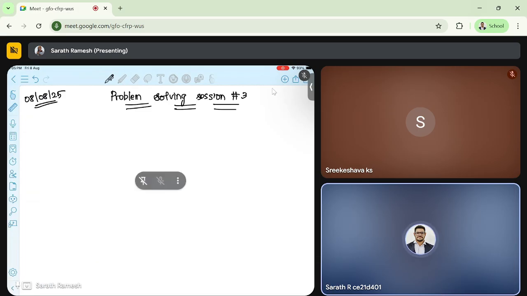Okay, good evening all. Welcome to problem solving session number 3 in the Mechanics of Material NPTEL course. Today we will see problems mostly from transformation of stress components and how to find the maximum stresses in case of 2D as well as in case of 3D. And finally, we'll see about octahedral stresses. So let's start.